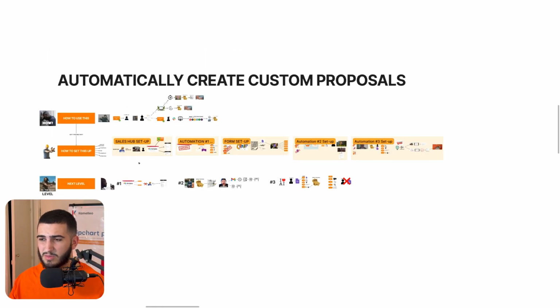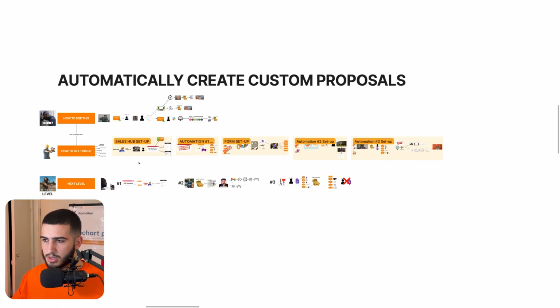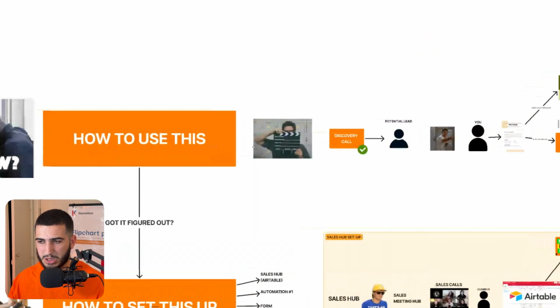As you can see, this is going to be a very, very comprehensive guide. There's a lot of things you need to cover within this tutorial because I'm not just showing you a simple automation to automatically create proposals. I'm going to show you how you can create a whole system for your closers to allow them to automatically create proposals after a call. But first, let's talk about how we're going to use this.